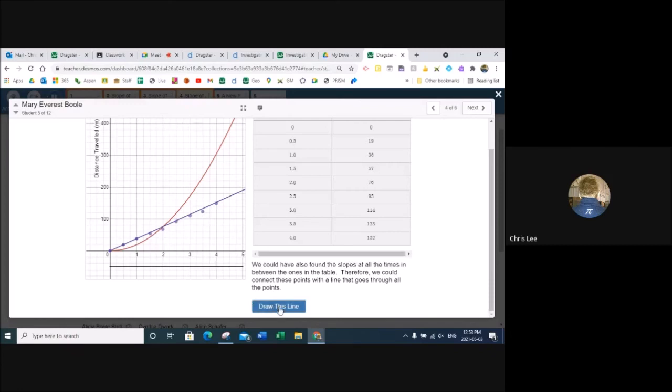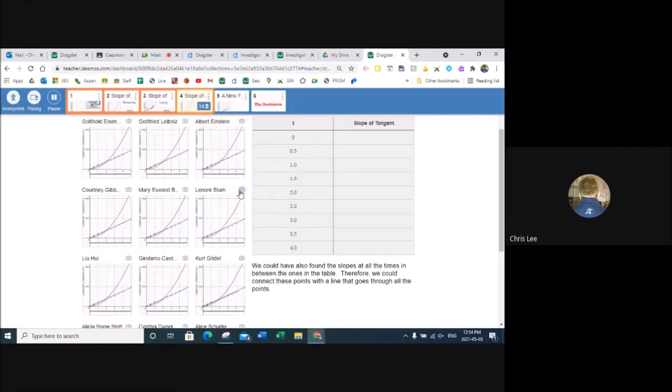And then, of course, once you had that, you could connect these dots with a line that goes through all these points. And what we have here then is a brand new function. Okay, so let's pause this and come back to the Google Meet, please.